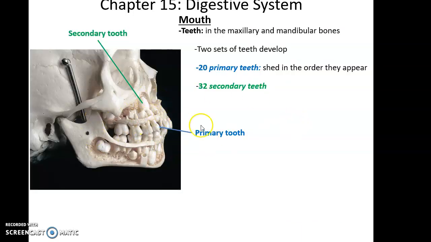Teeth. Obviously, we have teeth. We have 2 sets of teeth. Initially, the 20 primary teeth or baby teeth, and then they will slowly get replaced over time by the secondary teeth, the 32 secondary teeth. And in the skull here, you can see a secondary tooth forming and pushing out the primary tooth.